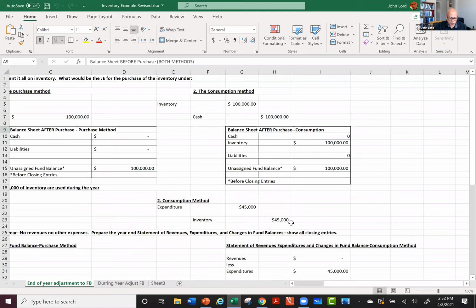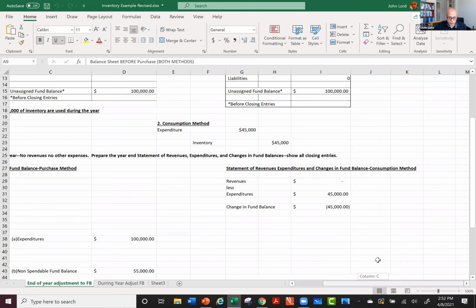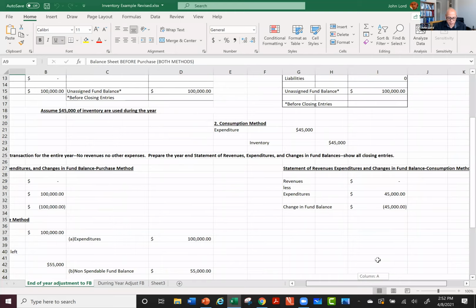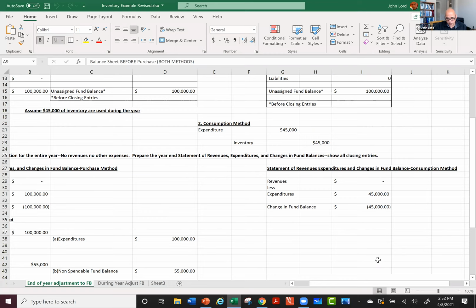Okay. Now, when I prepare my statement of revenues, expenditures, and changes in fund balance, notice there is a difference on the statement of revenues, expenditures, and changes in fund balance between the two methods, right? Balance sheets are the same, but the income statement, one is showing expenditure of 100,000, the other is only showing expenditure of 45,000. So there is a difference, right? Now, what GASB says is they would prefer that you use the consumption method, unless the difference between the consumption method and the purchase method are not materially different, and there is no difference on the balance sheet by the time I make the adjustment. So the difference really would be something that would affect the statement of revenues, expenditures, and change in fund balance.